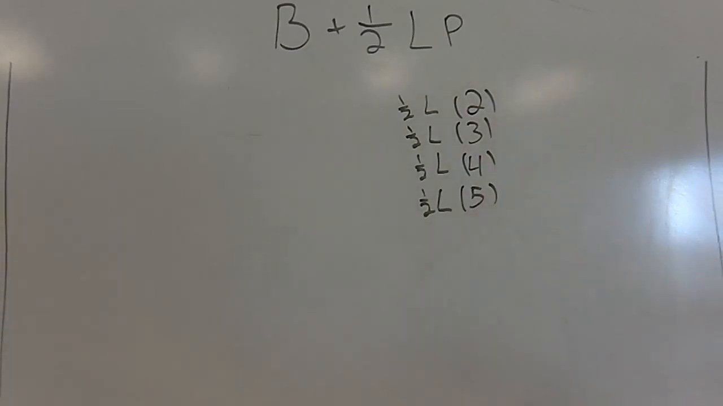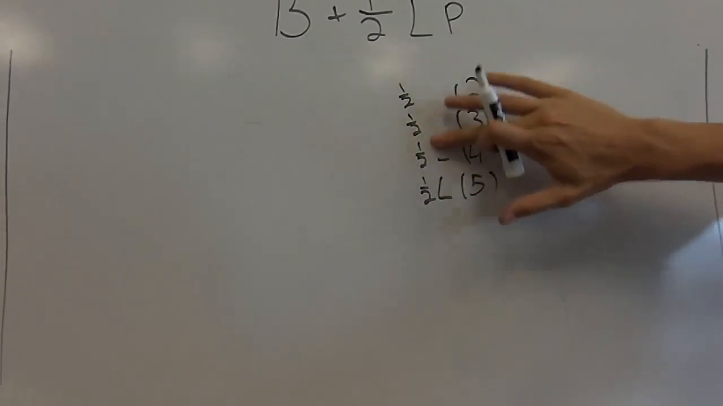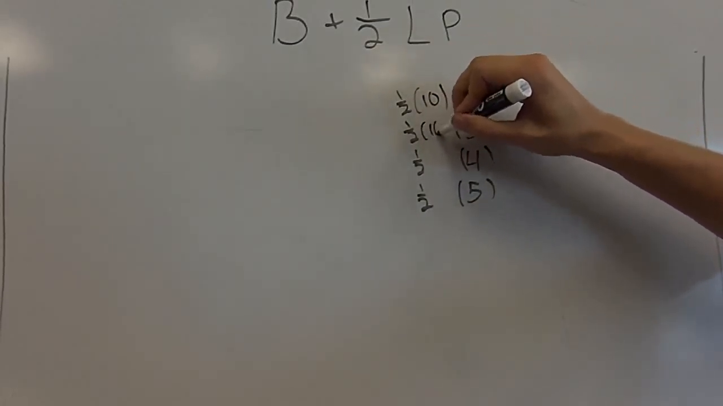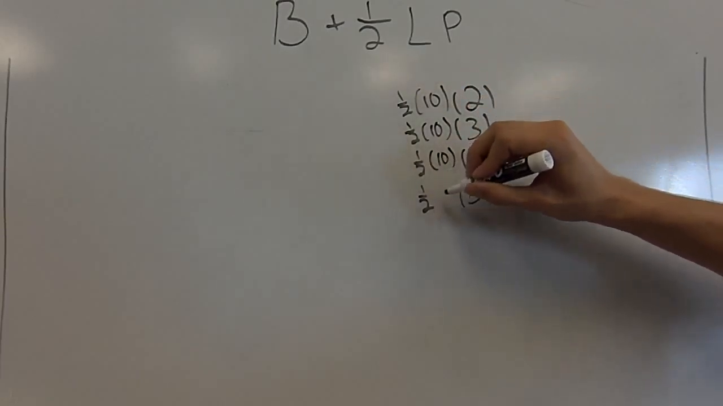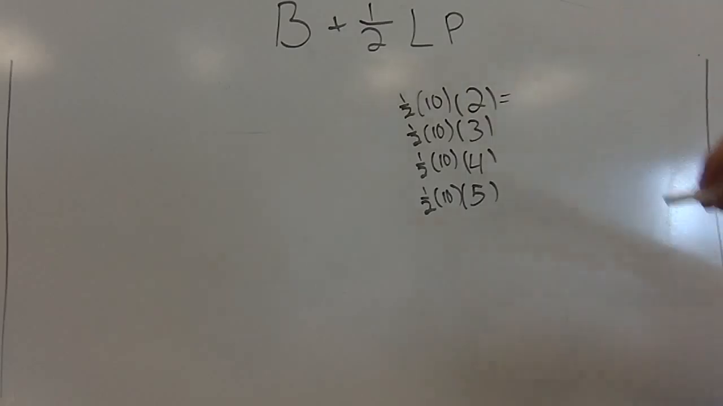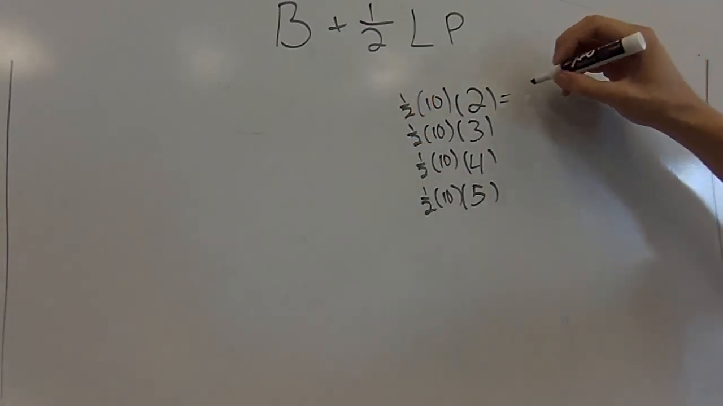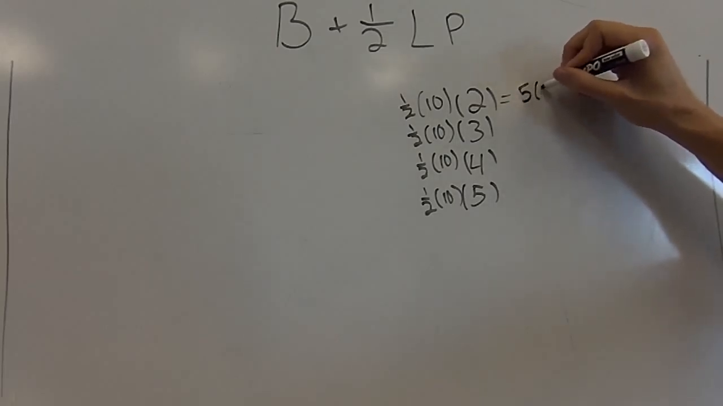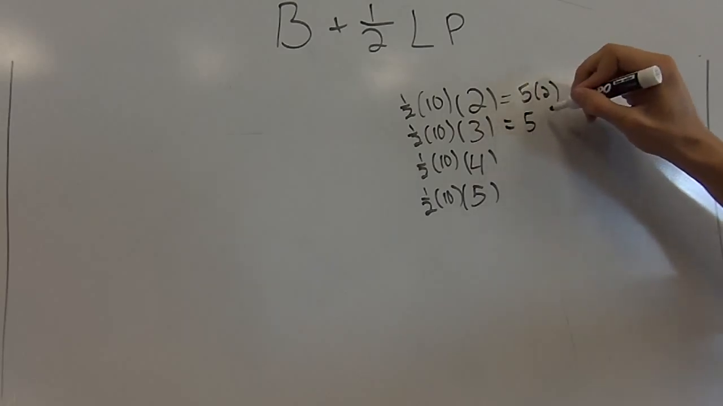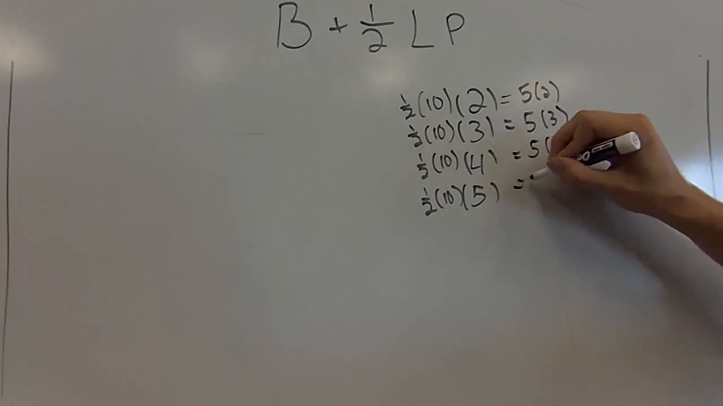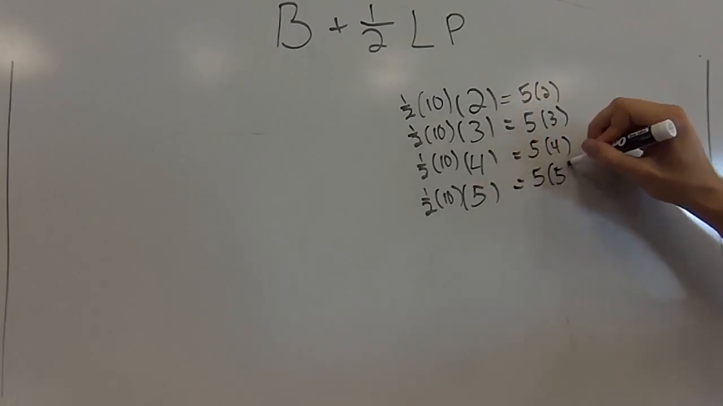So that seems like a lot of work there. Let's pretend for a moment that slant height is equal to 10. Remember, the slant height is the same for all the triangles always. Then what I would do first is 1/2 times 10 for all of them, because it's going to be the same on all of them anyway. So that'll help simplify things. So I'd have 5 times 2, 5 times 3, 5 times 4, and 5 times 5.